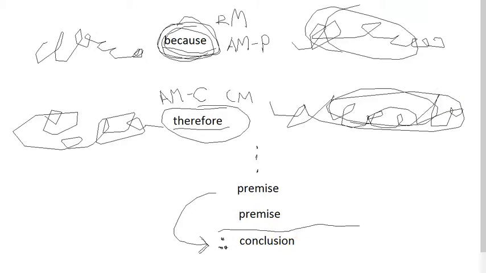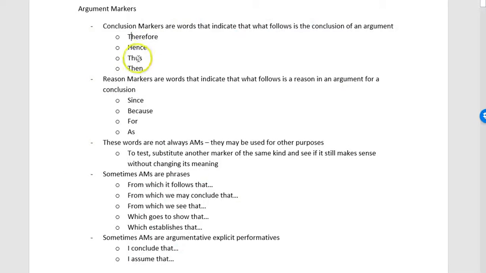You can think about this with all the other argument markers. There's a bunch more that the book gives you. I've got some more here in my lecture notes, like hence, thus, then, because, for, as. These, in the right context, can be argument markers. But you want to be listening for the support relation. Is the speaker advancing a claim on the basis of some other claims? That's the key. Is there a conclusion? Is there a claim that's receiving support? And are there premises, claims that are providing support? Those claims are in this kind of support relation. That's what you want to listen for.